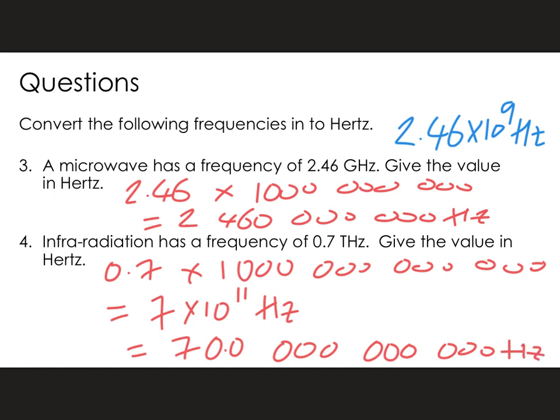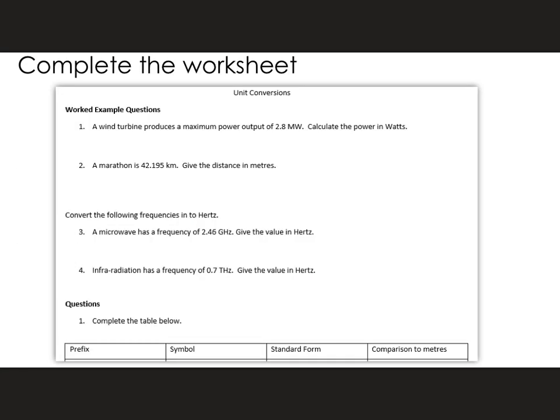So hopefully you're all happy with the process of being able to convert from these prefixed values, such as gigahertz or megameters or kilowatts, and convert them into their base units, their SI units. So now that we've gone through all of the worked examples, you've hopefully completed those on the sheet here. There's some more questions for you to complete on the sheet now, so let us have a go at those, and then we'll share the answers with you afterwards.